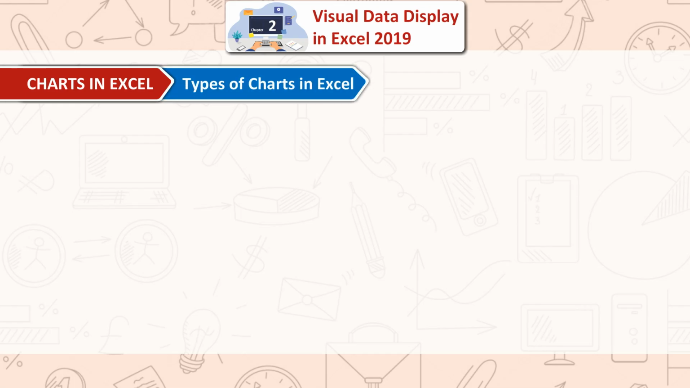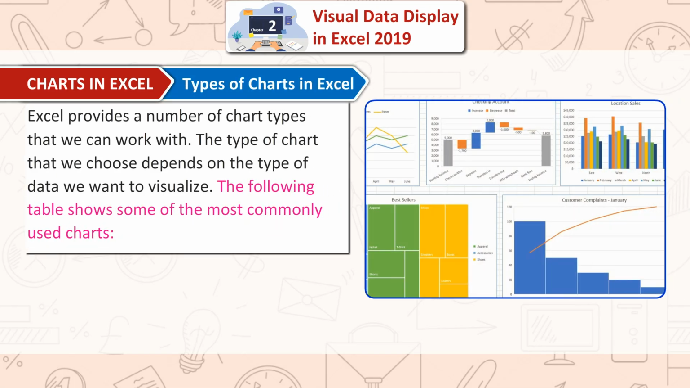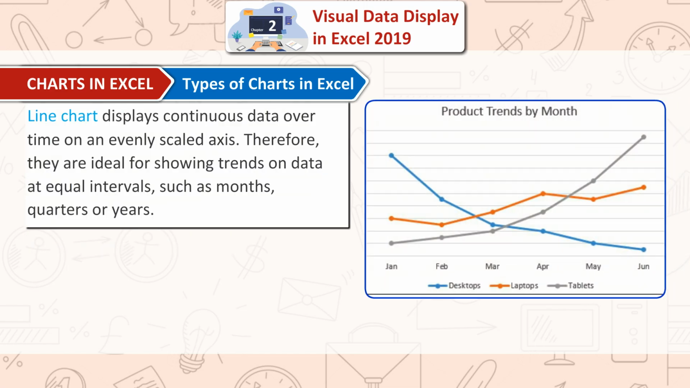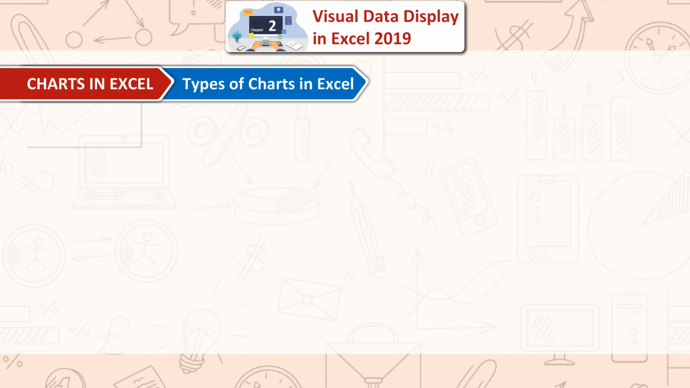Types of charts in Excel. Excel provides a number of chart types that we can work with. The type of chart that we choose depends on the type of data we want to visualize. The following table shows some of the most commonly used charts. Line chart displays continuous data over time on an evenly scaled axis. Therefore, they are ideal for showing trends on data at equal intervals, such as months, quarters, or years.